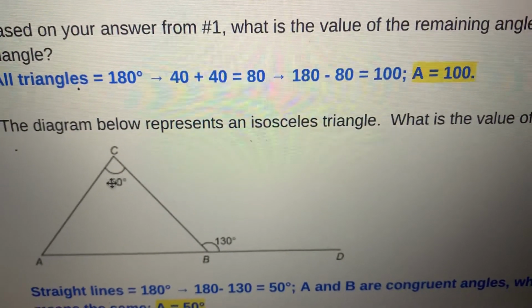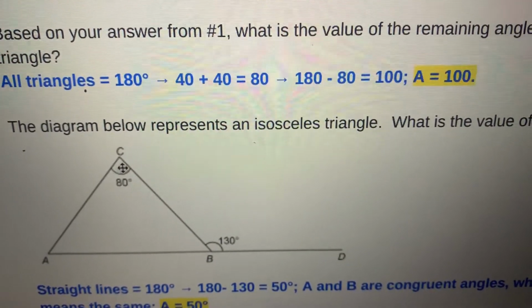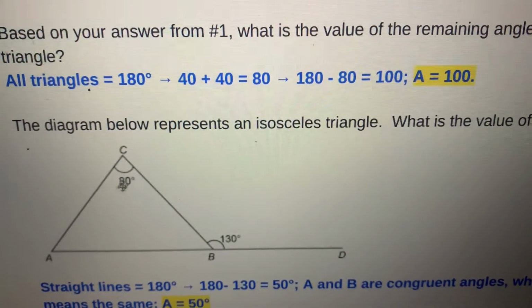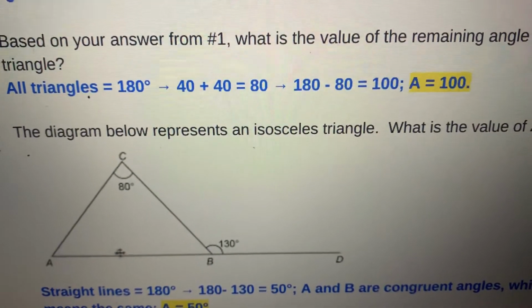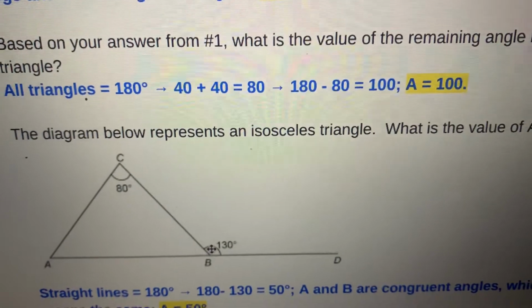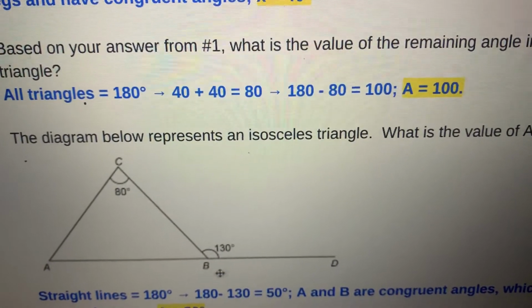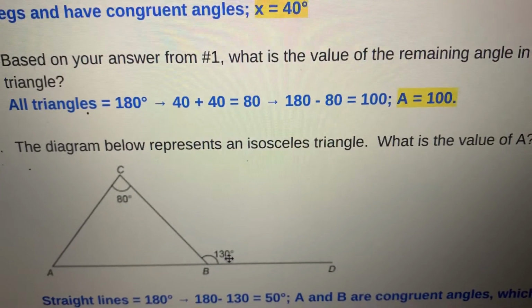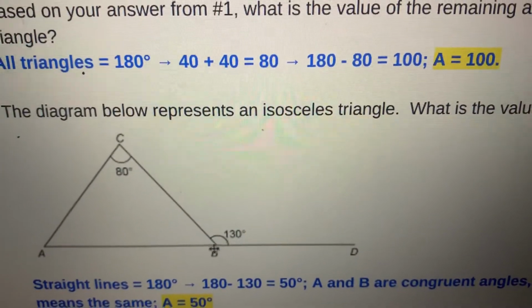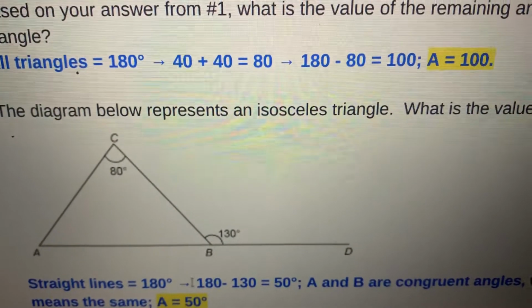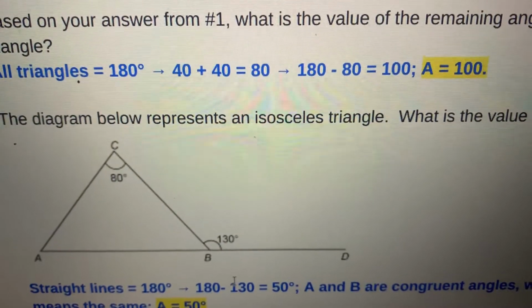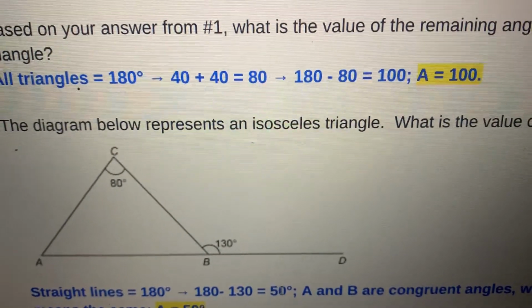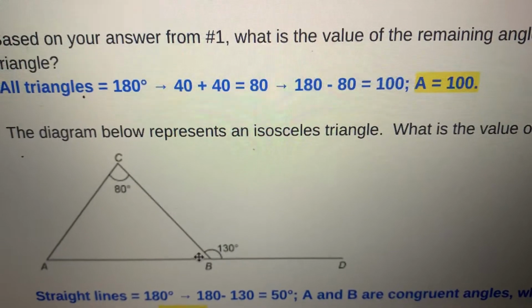We know that this is 80, but we don't know what A and B are. We do know that those are going to be the same. So this makes a straight line here. So this is 130 here. We know that it makes a straight line, which equals 180 degrees. So we subtract 180 minus 130. We get 50 degrees. So B is equal to 50.